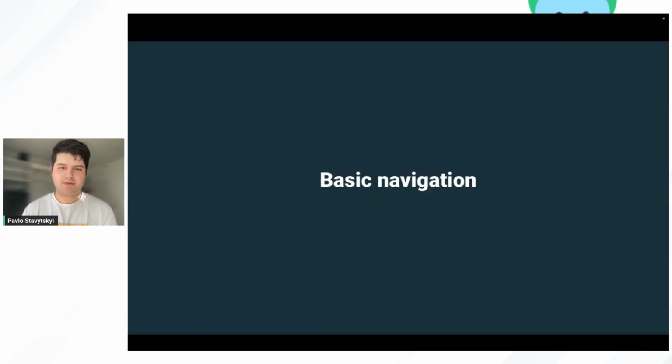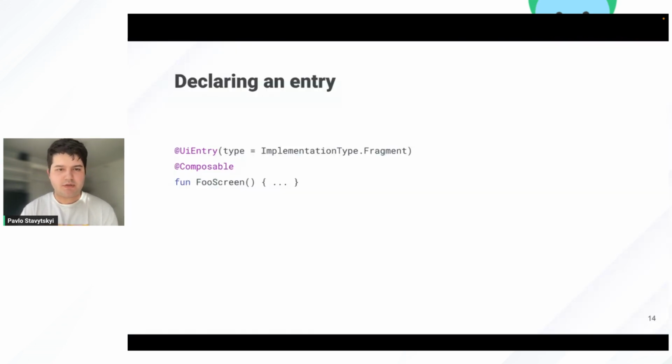So all right, let's just start with the basic stuff, basic navigation. The way we solved it is that, for example, when you have a composable screen, you just put a composable annotation, and we also put a UI entry annotation. And you can see there is a thing called implementation type, so let's just forget about it. Let's just say that, okay, we have some additional annotation. And what this annotation does is it actually generates some code.